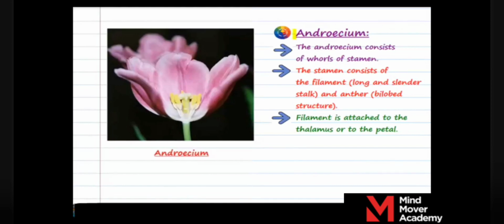We first look over the androecium, which is the male reproductive part. The androecium consists of whorls of stamens. So the stamen is what constitutes the androecium. The stamen consists of the filament, which is a long and slender stalk, and the anther, which is a bilobed structure. Now here in this image you can see very clearly the diagram of a flower showing the stamen. You can see this yellow thing, these are the anthers, and the stalk which contains them is the filament. The filament is attached to the thalamus or to the petals.